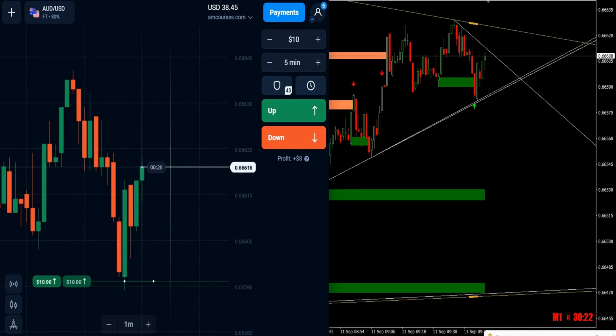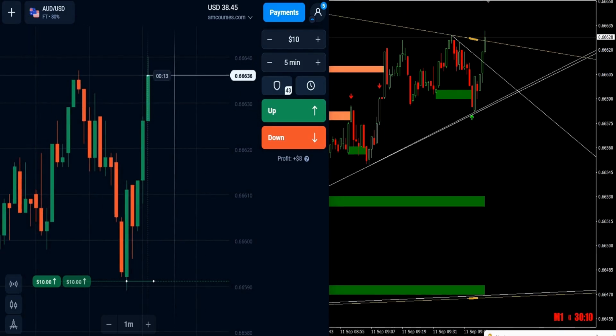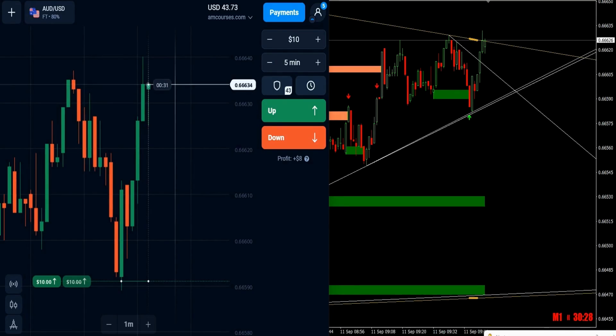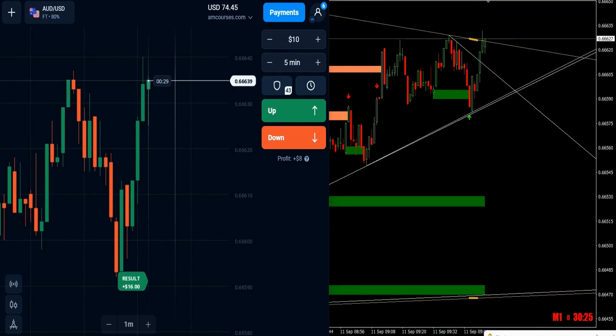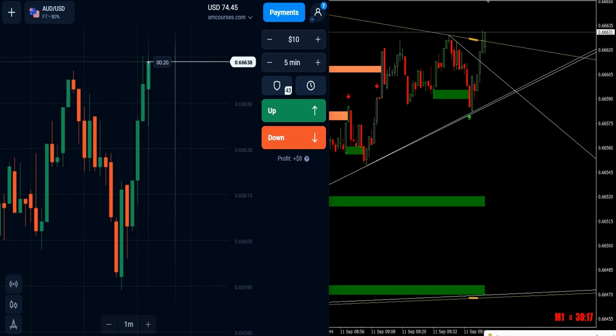Trading is not just about finding good setups. It's also about having the right discipline and patience. All right, the trade is about to close. Great! This confirms that following our trading rules can lead to successful trades. This trade was a great example of how to follow trading rules properly. Remember, consistency and discipline are the real keys to long-term success.